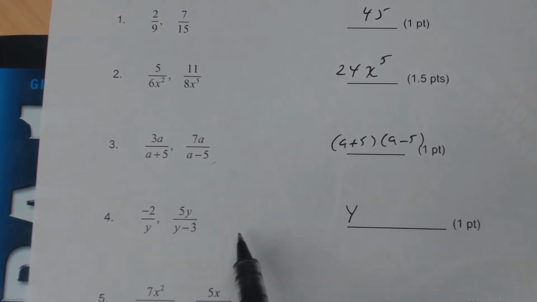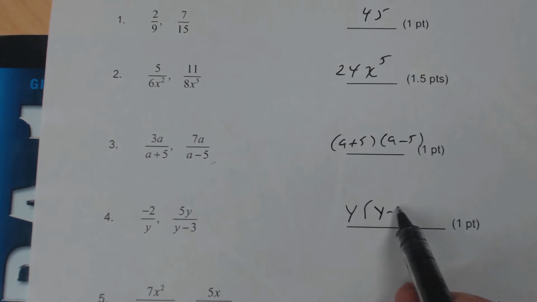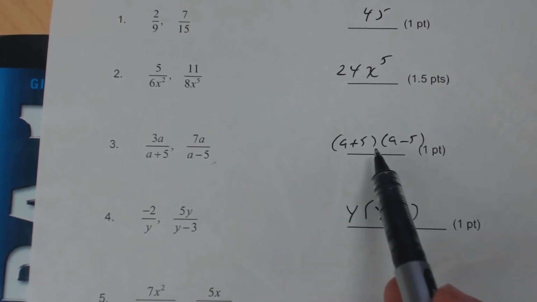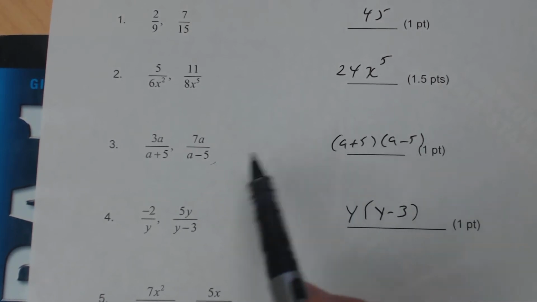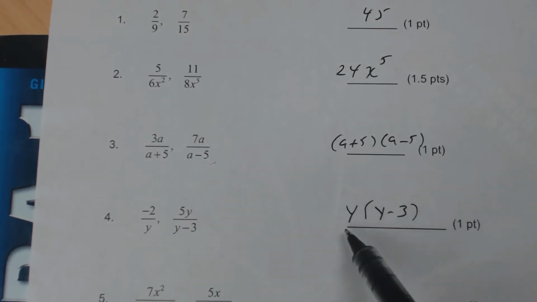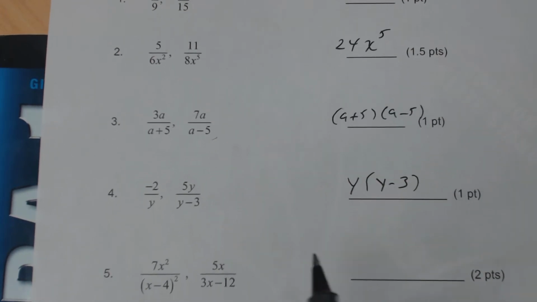There's none here, so I need 1. So my LCD will be y times y minus 3. Notice the parentheses are important. I didn't put parentheses around this because that's a monomial, but I did put parentheses around here, just like I did here. There are parentheses here, so the parentheses enclose each factor. The reason we don't put parentheses around these is because those are monomials.